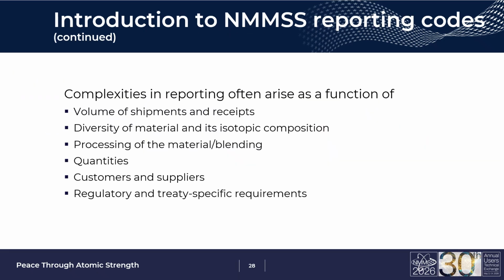NMMS reporting codes help to efficiently describe and differentiate the complexities that often arise due to the volume of shipments and receipts, the diversity of material and its isotopic composition, the processing of material that is being blended, different statuses on quantities, varying types of customers and suppliers, and different regulatory and treaty-specific requirements. All are described using NMMS reporting codes.